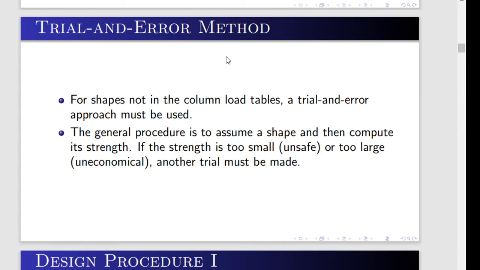In Table 4-1, when you see W14 to W8, these shapes actually have values for P sub n for LRFD. This is the reference line. And P sub n over the sigma, or factor of safety, is for ASD.